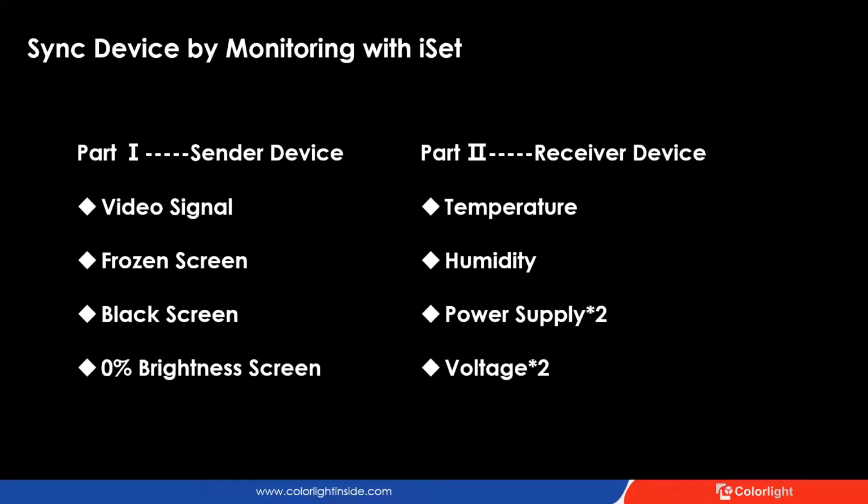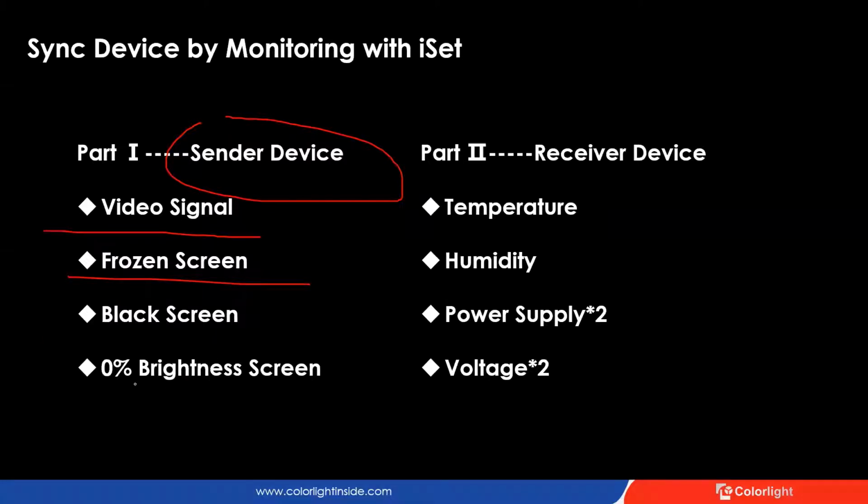Let's start with synchronous device. For the sender device, we provide 4 types of monitoring: the video signal, the frozen screen, black screen, and 0% brightness screen. You need to know that the black screen and the 0% brightness screen will look the same, because at that time, the LED video wall will just go black. However, it is caused by different settings. So we make it clear here to let you know which setting you should change to let the LED video wall go back to normal display.